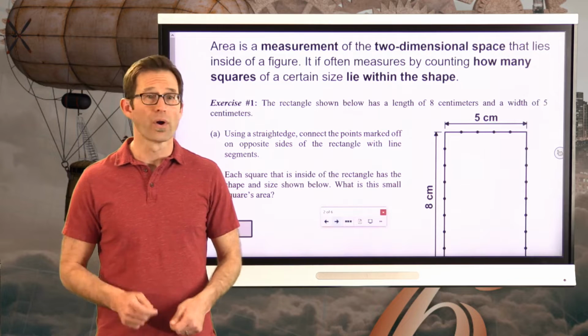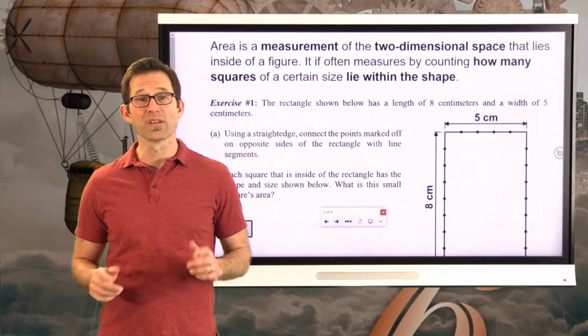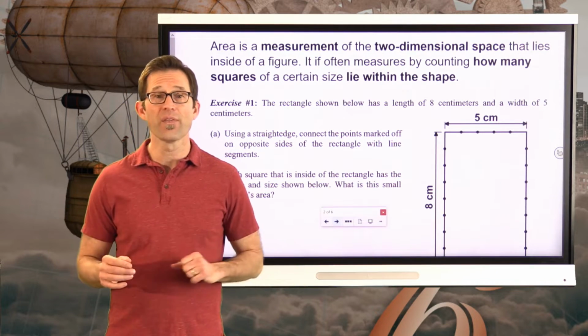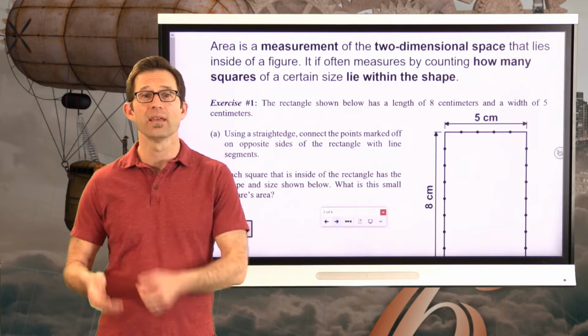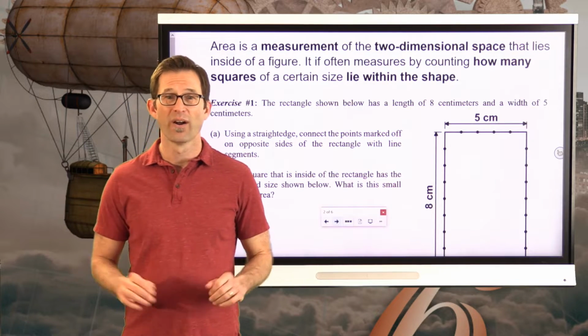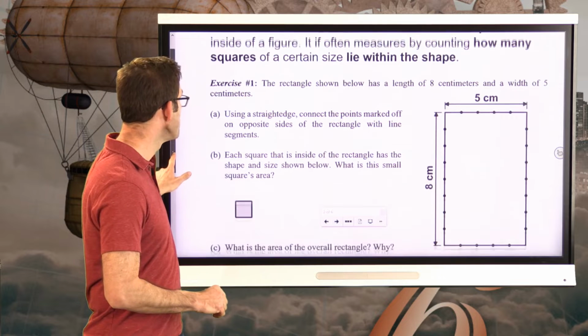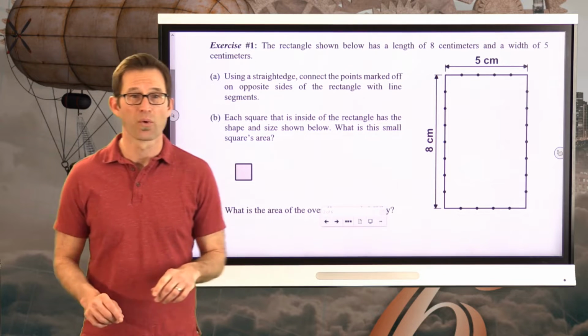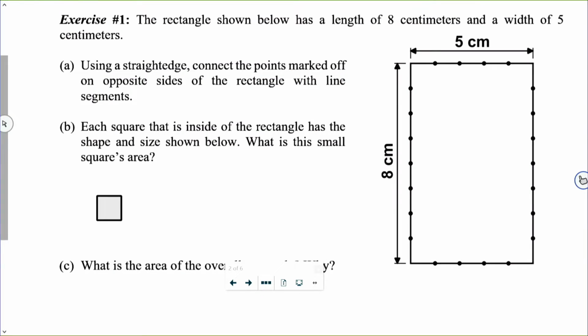We're always kind of counting. We're just like, oh, there are 18 squares of this size that fit within that shape, so its area is 18 blank. So let's start to take a look at that in exercise number 1. The rectangle shown below has a length of 8 centimeters and a width of 5 centimeters. A, using a straight edge, connect the points marked off on opposite sides of the rectangle with line segments.